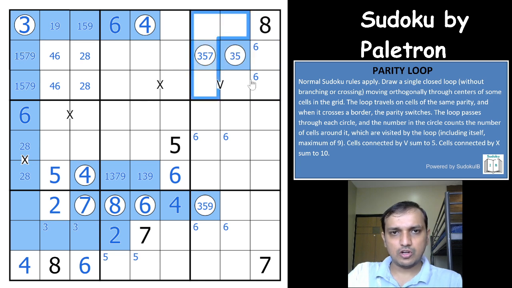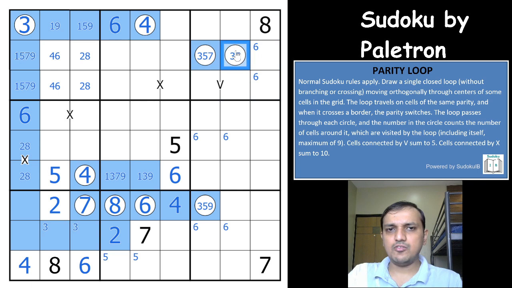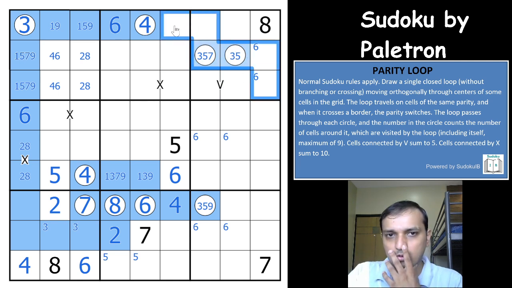Of course, you cannot have 7 cells in the same box with the same parity. Can be a 5 or a 3. If it is a 3, it has to go down and it will go this way. If it is a 5, it will roam around somewhere in the box and then go out.